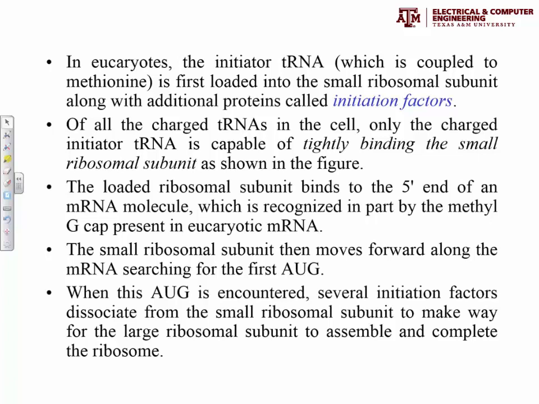So of all the charged tRNAs in the cell, only the charged initiator tRNA is capable of tightly binding the small ribosomal subunit, as I showed you in the figure. The loaded ribosomal subunit binds to the 5' end of an mRNA molecule, which is recognized in part by the methyl G-cap present in eukaryotic mRNA. The small ribosomal subunit will then move along the mRNA, searching for the first AUG. When this AUG is encountered, several initiation factors dissociate from the small ribosomal subunit to make way for the large ribosomal subunit to assemble and complete the ribosome.